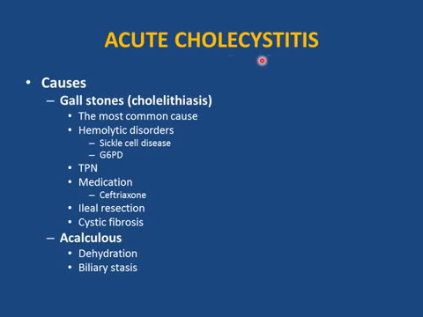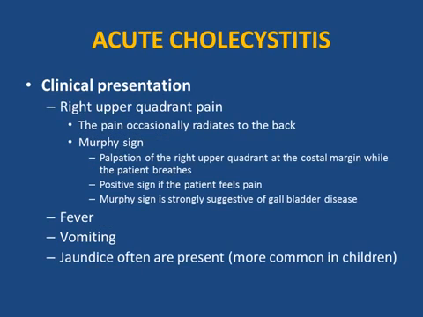Acute cholecystitis. Gallstones are the most common cause of acute cholecystitis. Other causes: hemolytic disorders like sickle cell disease or G6PD, TPN, medications like ceftriaxone, ileal resection, cystic fibrosis, acalculous or without stone, dehydration, and biliary stasis. Clinical presentation of acute cholecystitis is right upper quadrant pain.